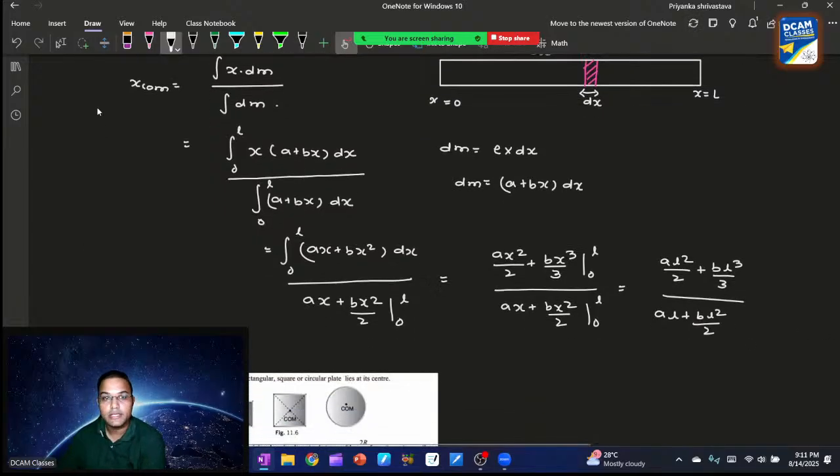Now what can you cancel out? You can cancel out L at least. L square becomes L. So the final answer you should get is, I'll take L common, L times 3a plus 2b divided by 3 into 2a plus b. This should be your x center of mass.